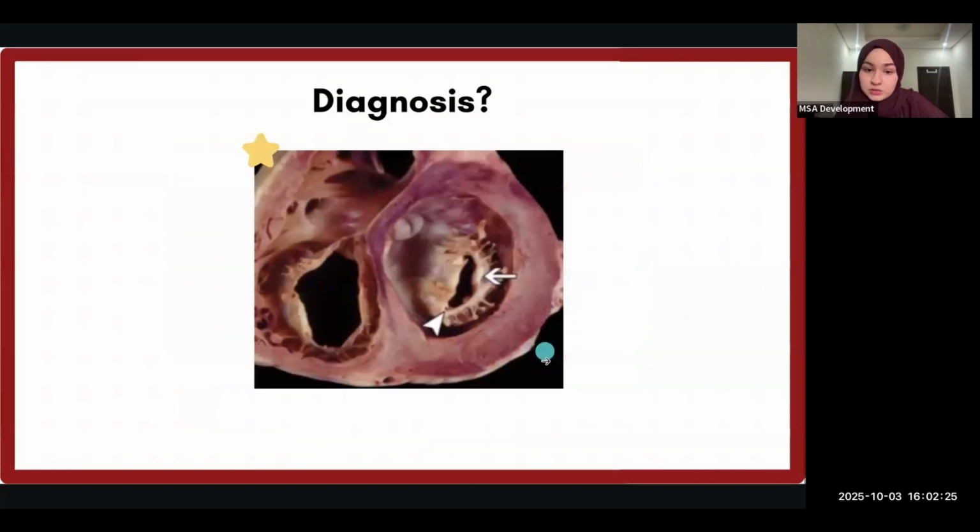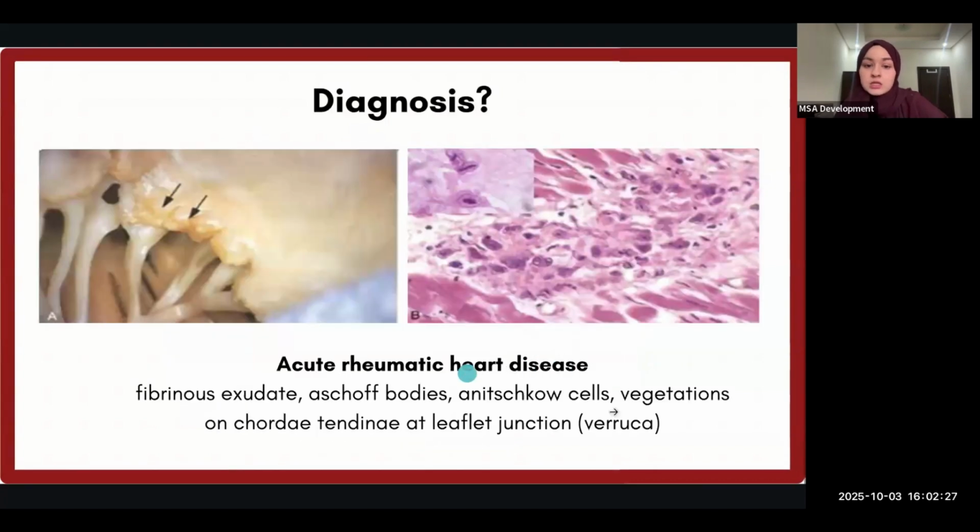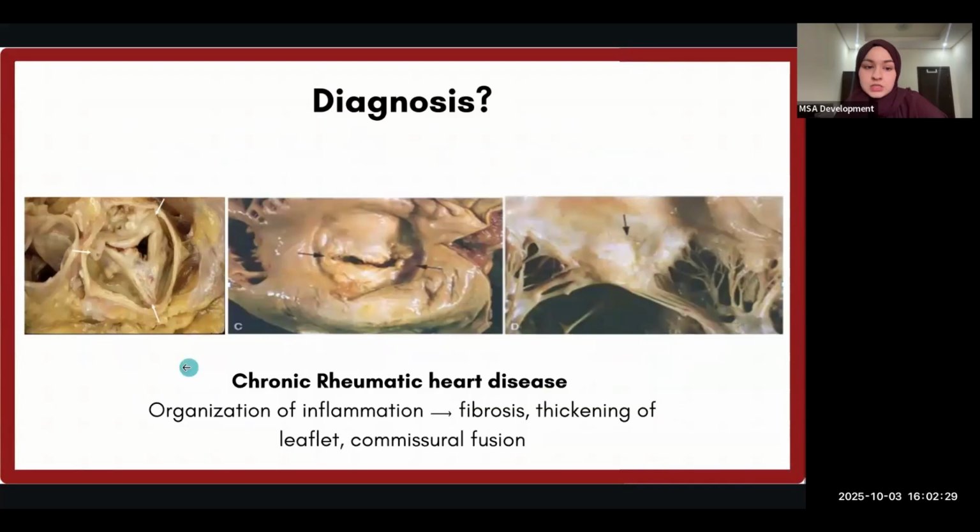However, if you look here, in chronic rheumatic heart disease, you have fusion of the commissures, so they start fusing together. This is how you differentiate aortic stenosis that is due to wear and tear versus aortic stenosis that is due to chronic rheumatic heart disease. In chronic rheumatic heart disease, you'll have fusion of the commissures and coexisting mitral stenosis, because as I said, mitral stenosis is what happens first.